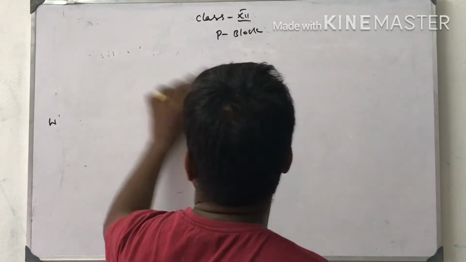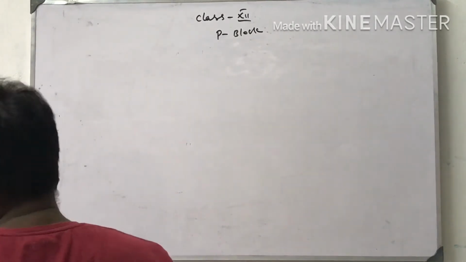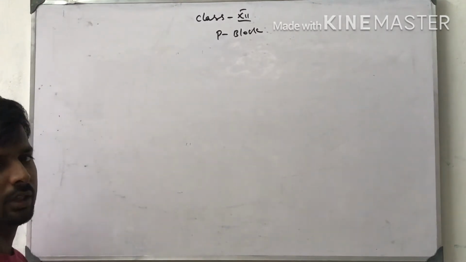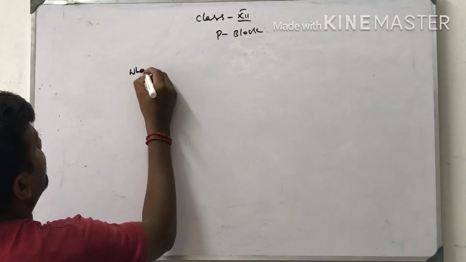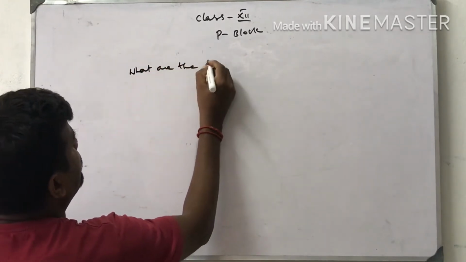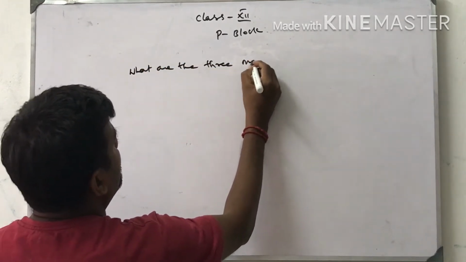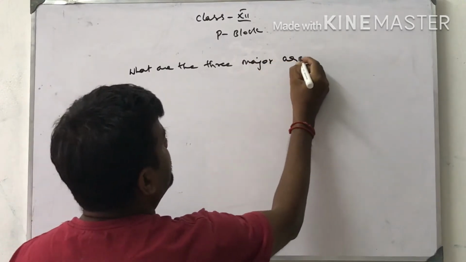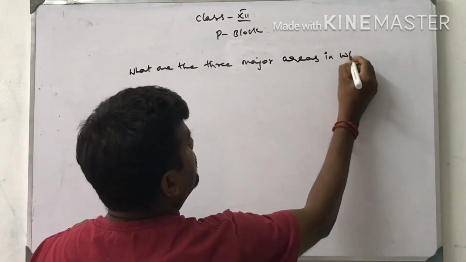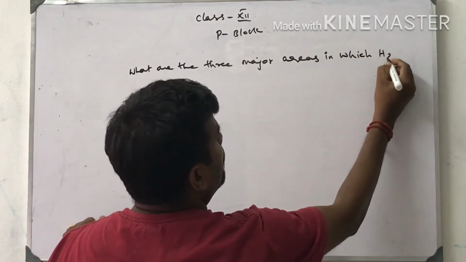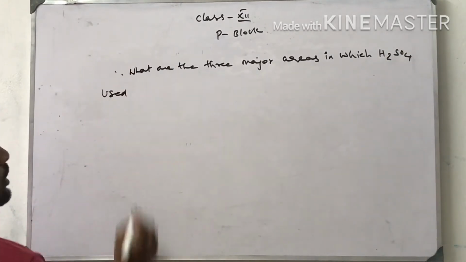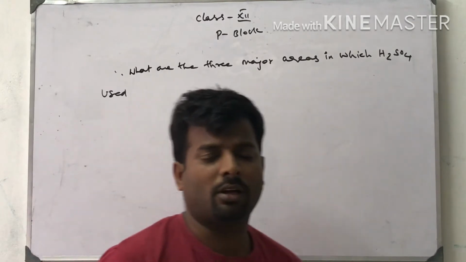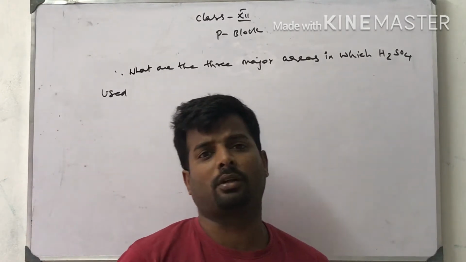Next question: what are the three major areas in which sulfuric acid is used? H2SO4 used. This is the question, right? The answer for this question we already discussed in the uses part.